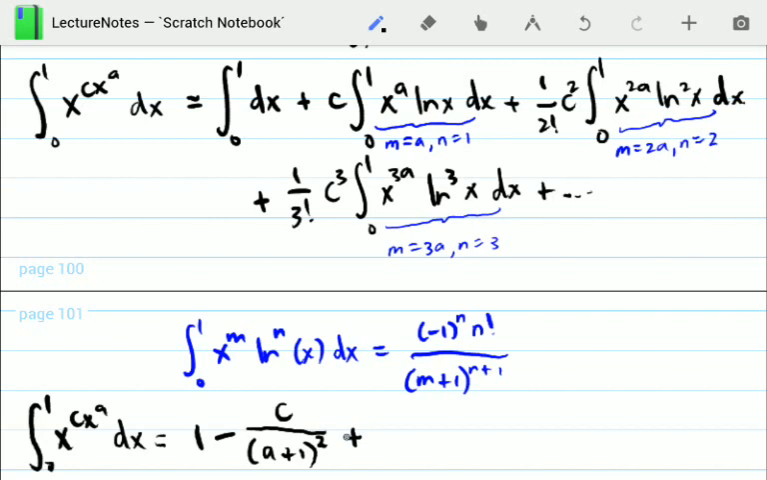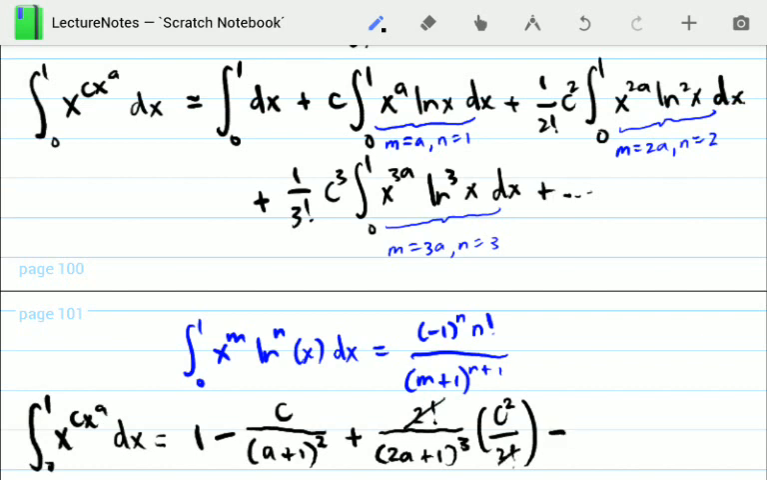The second term, m is 2a, so you have 2a plus 1, n here is 2, so you have 2 plus 1 is 3, so that becomes cubed, over, note that you still have a factor of c squared, so let me write that here, c squared over 2 factorial, but then you have negative 1 squared because n is 2, and then 2 factorial, okay, so as you can note there, 2 factorial will cancel.